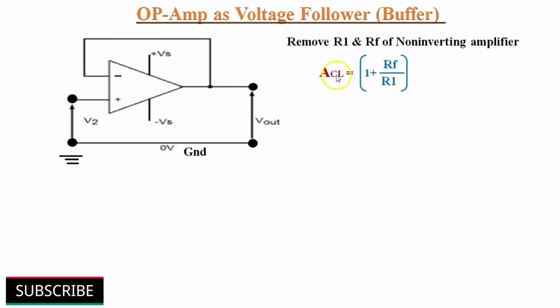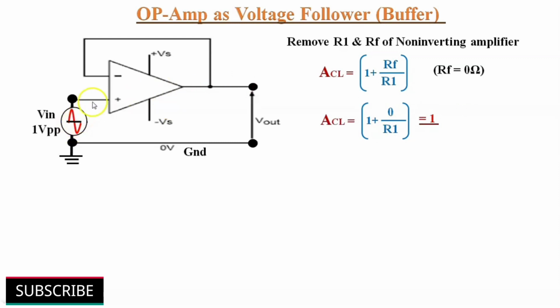Closed loop voltage gain of non-inverting configuration ACL is equal to 1 plus RF by R1. Here RF is equal to 0 ohms. So 1 plus 0 by R1 is equal to 1, which is the gain of voltage follower. So if we apply 1 volt peak to peak signal at non-inverting input, our output will be same as input. That is 1 volt peak to peak output in phase with respect to the input signal.